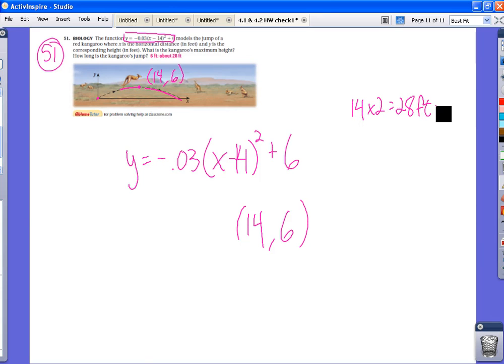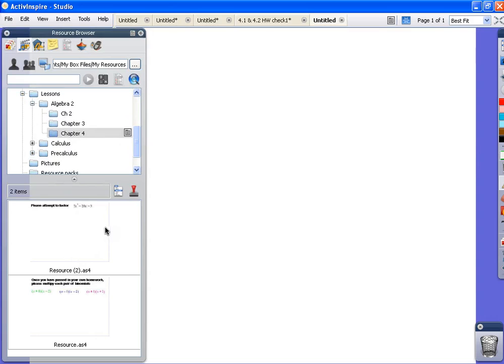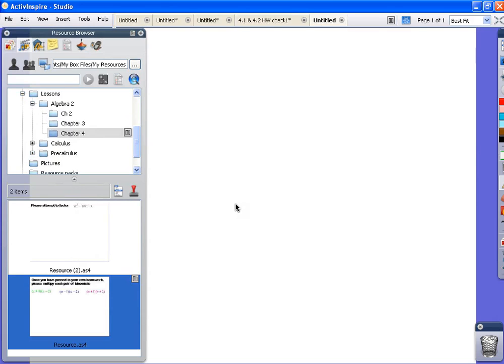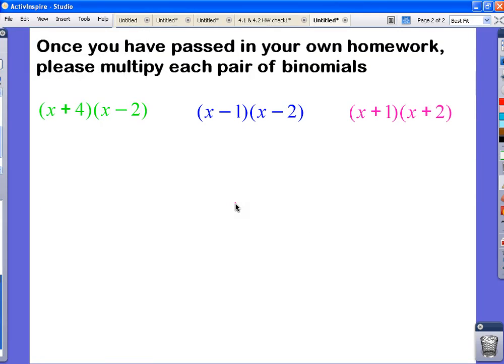Okay, let's pass in the homework. Once you pass in your homework, please get out a piece of paper and work on this. Pass in your homework, then start on what you see on the board.